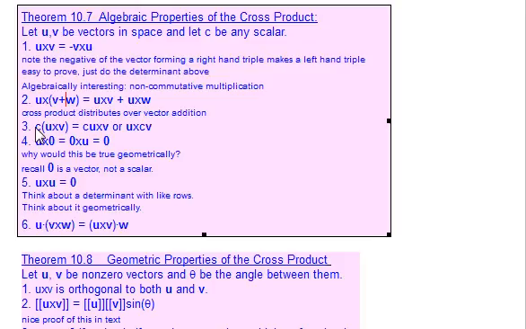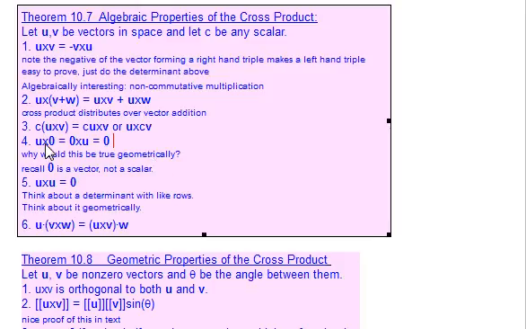Okay, how about this one? What does a scalar do to a cross product? And the answer is, well, it's either the scalar times one vector crossed with the other vector, or the first vector crossed with a scalar multiple of the other vector. So it doesn't matter which one you do first.